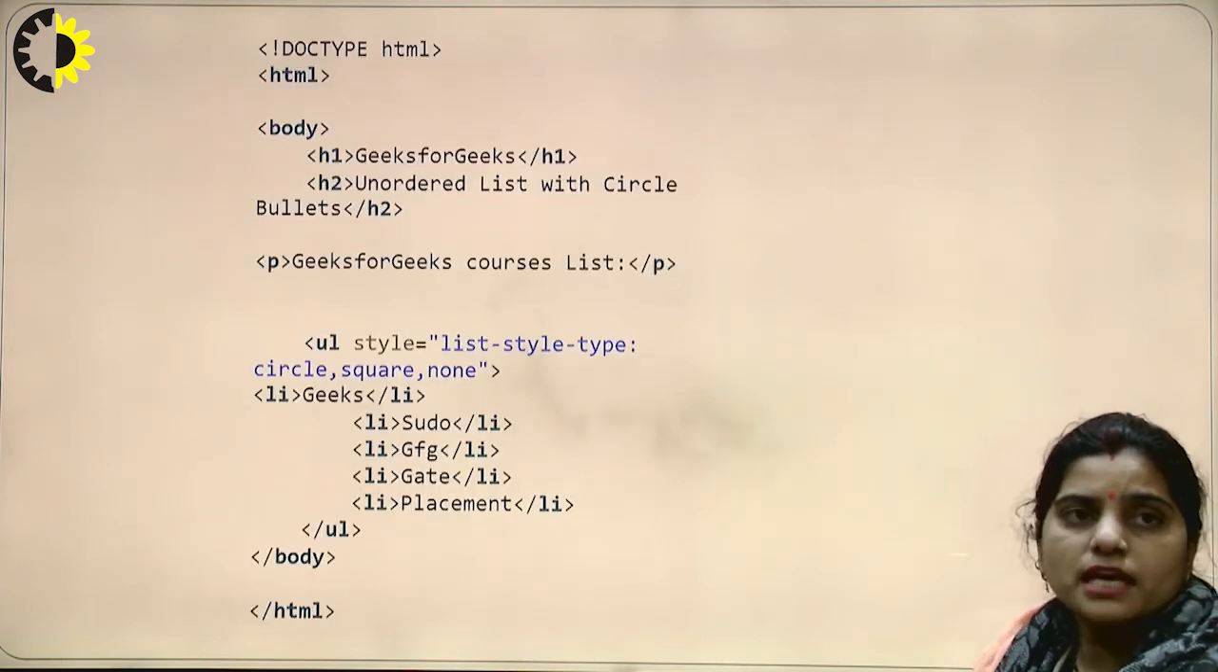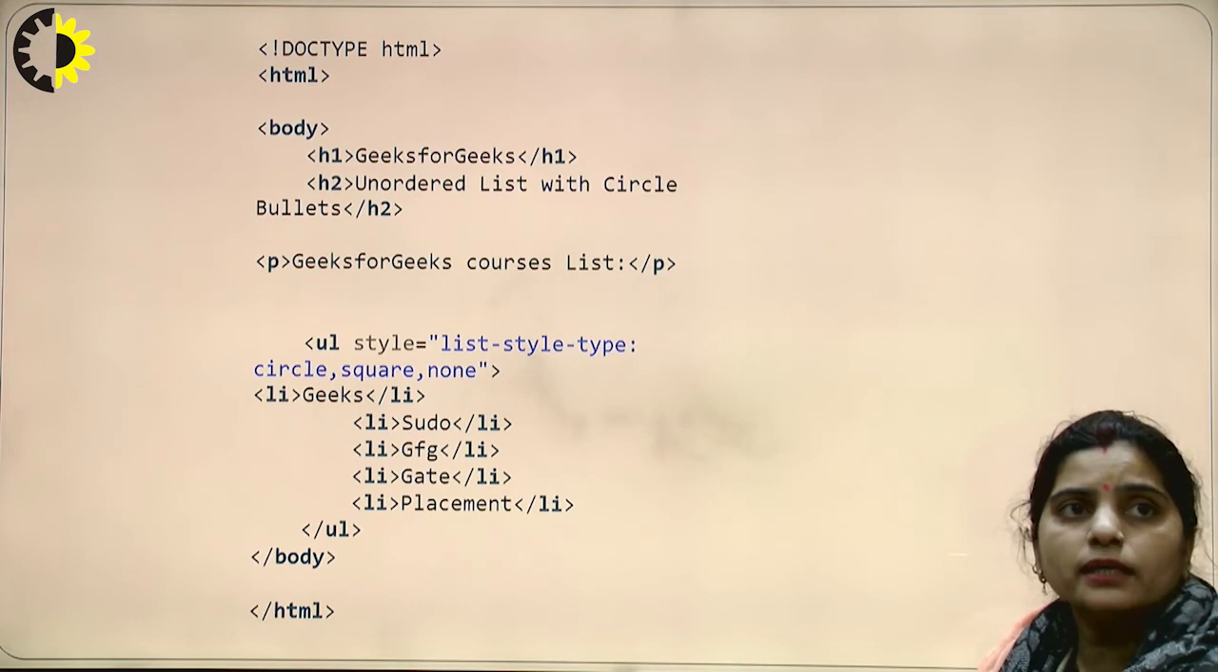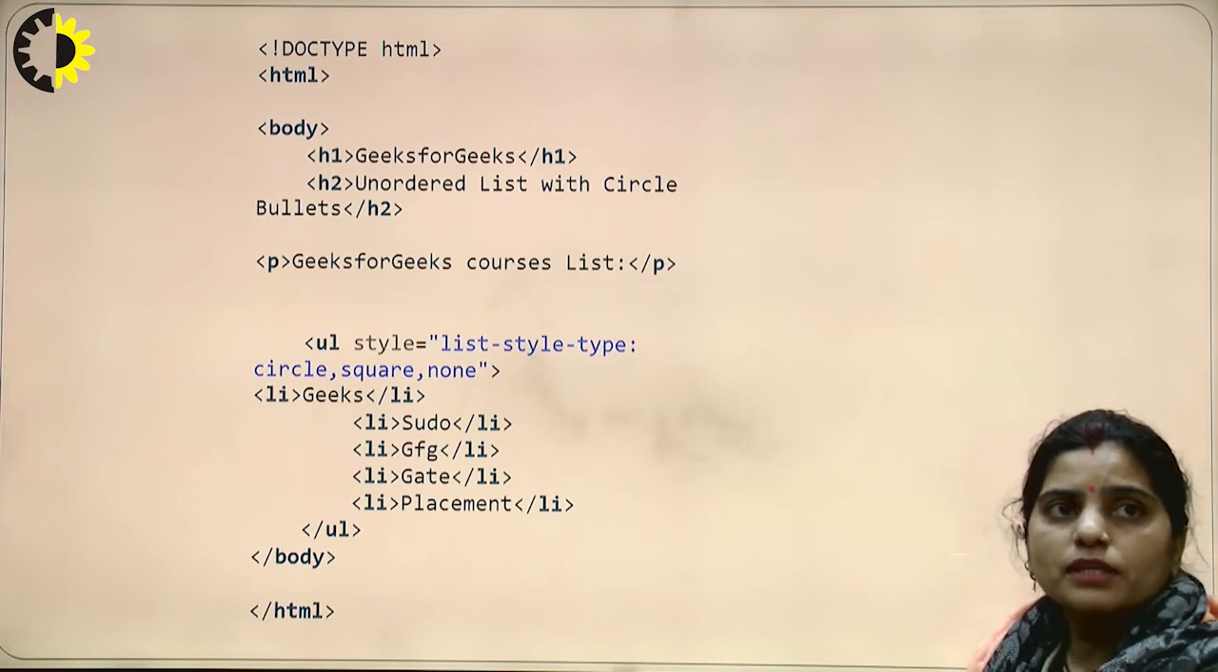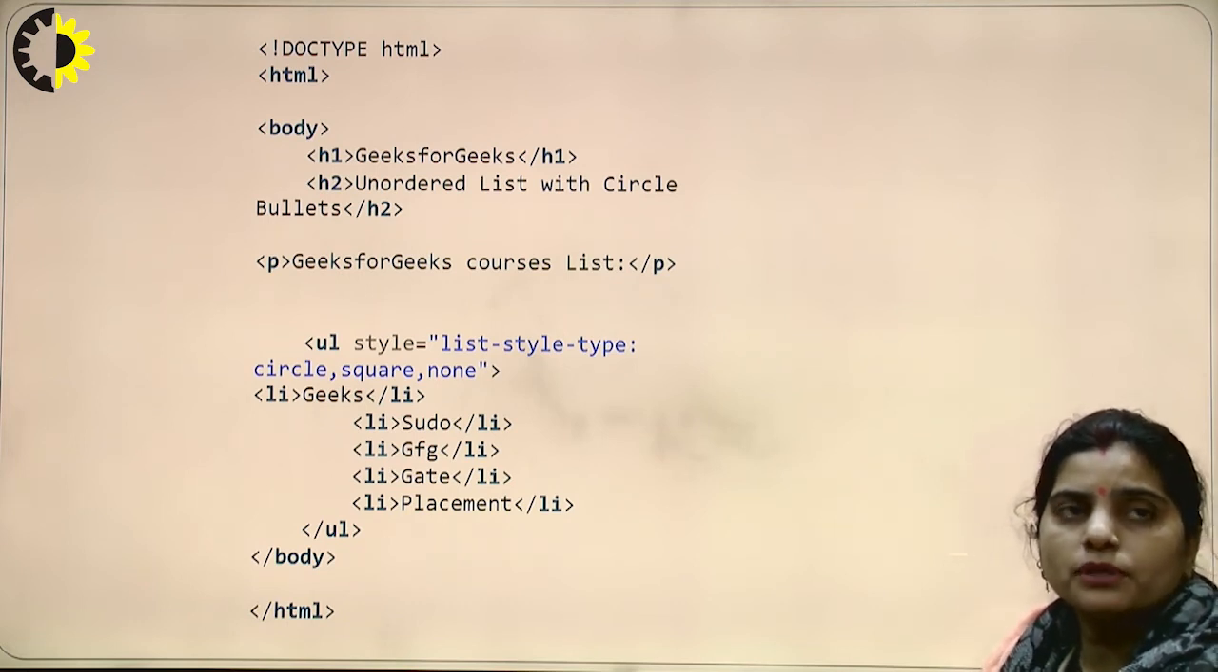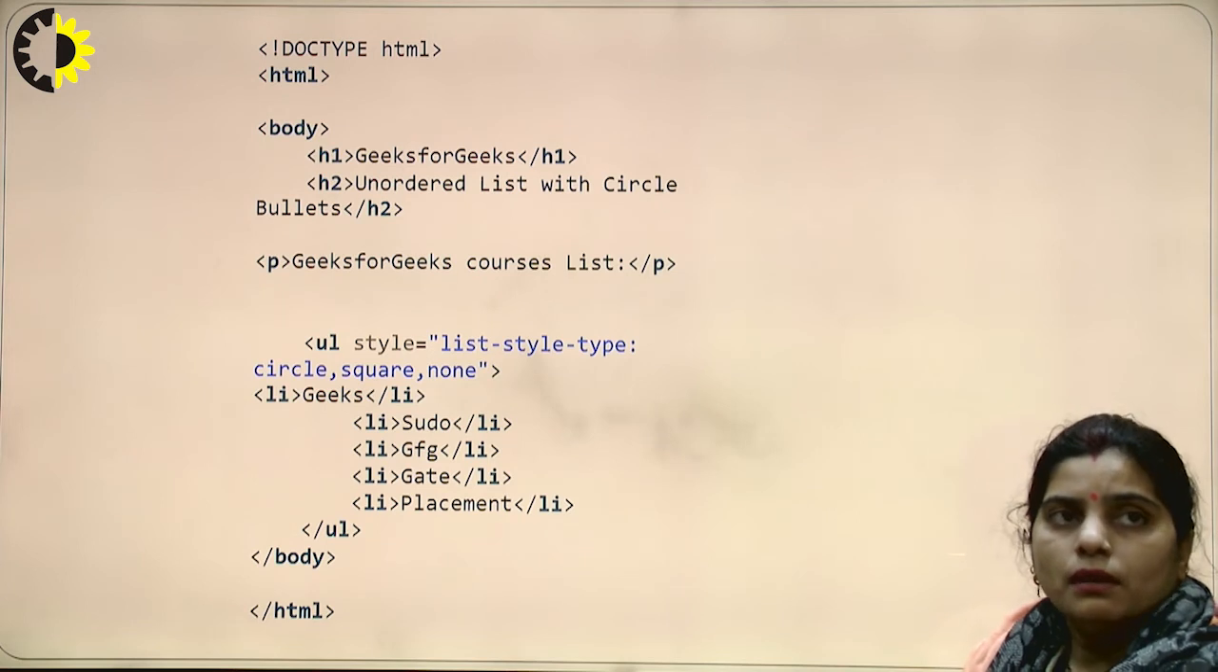Basically, unordered lists have various types of markers. Here in this example, the first one is the doctype. First of all, we declare that this is an HTML document, and after that we open the HTML tag, then the body tag.